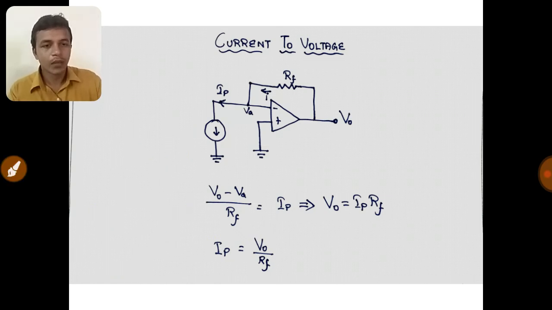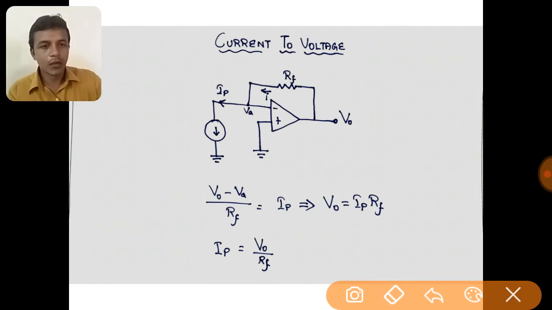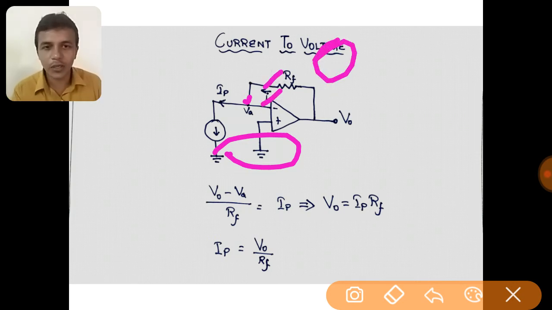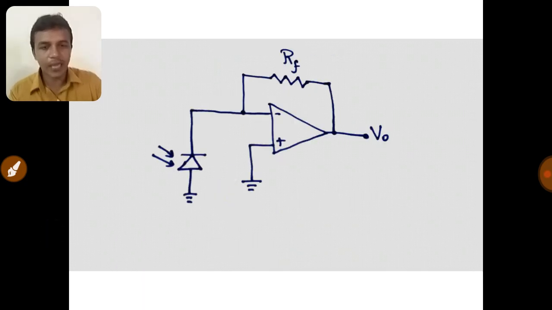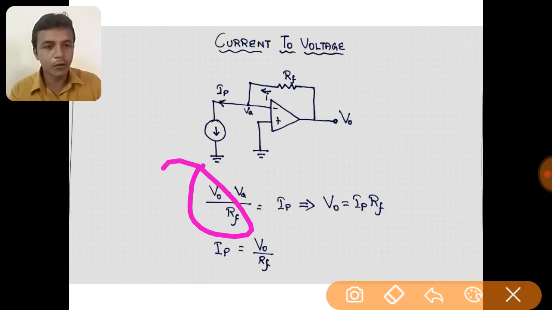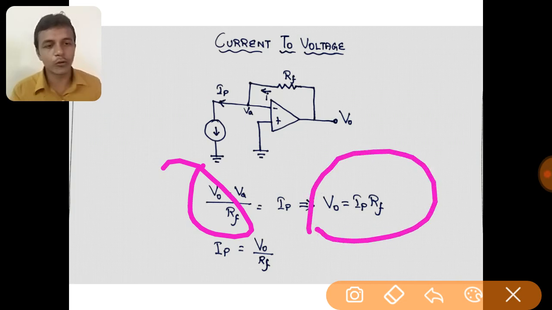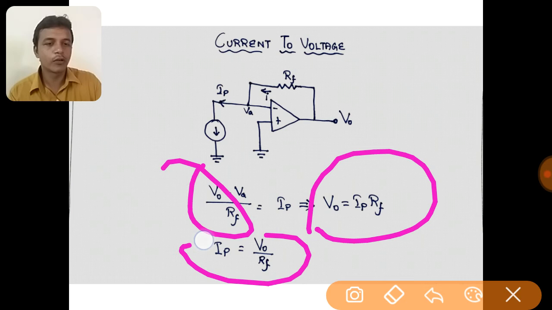Now, the value of VA. What is VA? VA is the voltage at this node, and that point is virtually grounded with respect to the non-inverting terminal of the operational amplifier. The non-inverting terminal is connected to the ground, so the value of VA is equal to 0. The concept of virtual ground I have discussed already in the inverting amplifier and non-inverting amplifier. Substituting the value of VA here, we get the equation V0 divided by RF equal to IP, which is V0 equal to IP into RF. That means IP equal to V0 divided by RF.